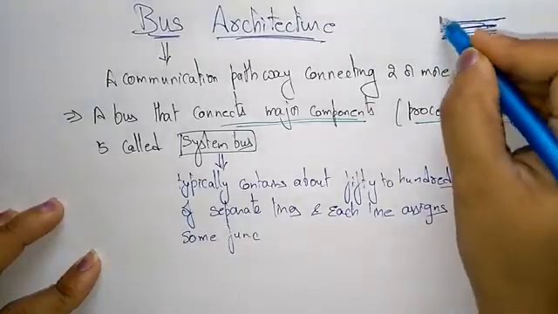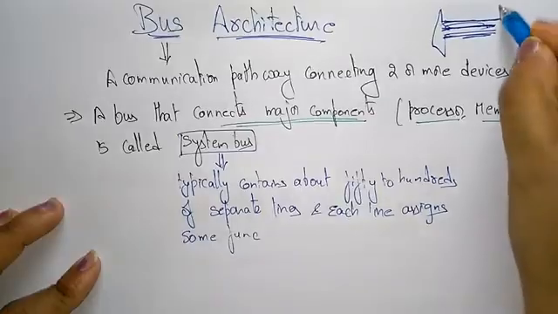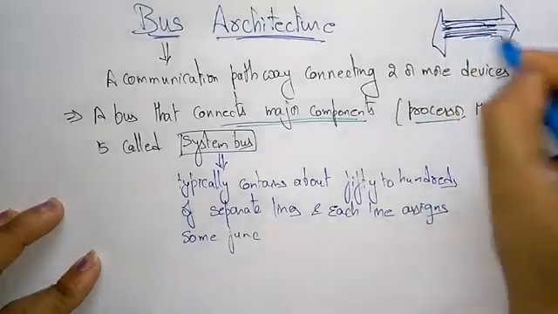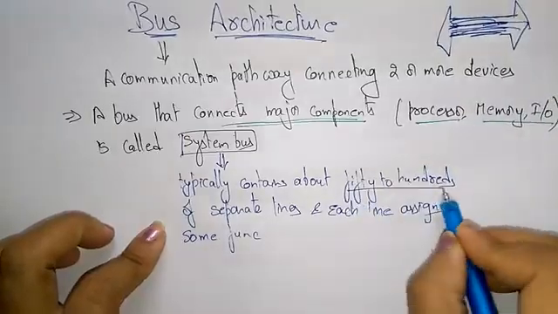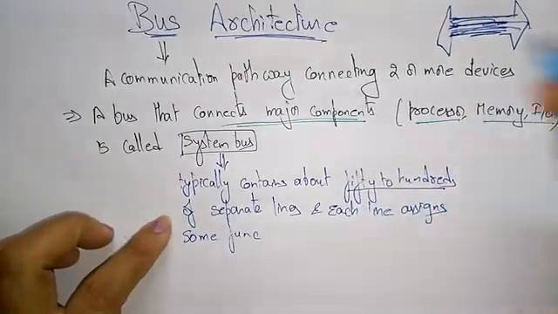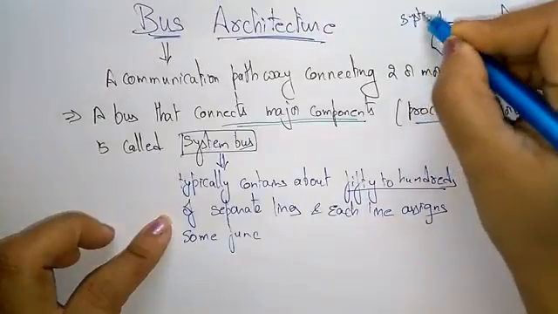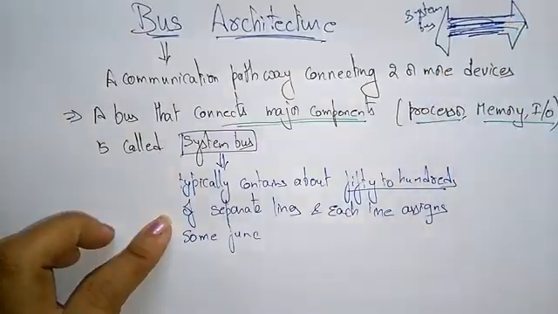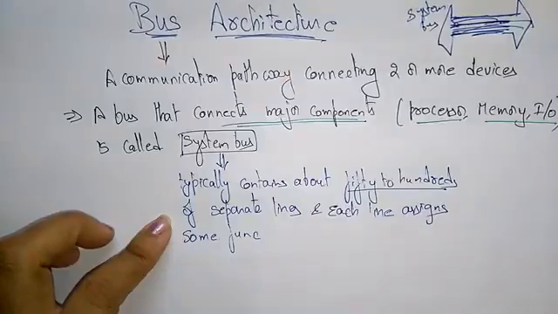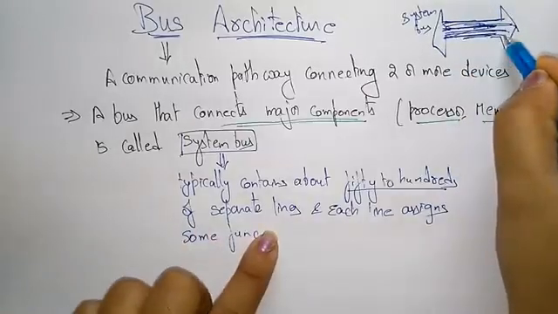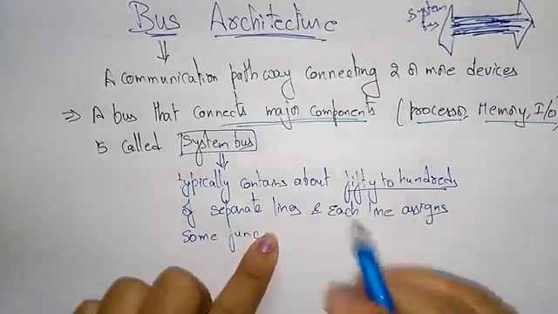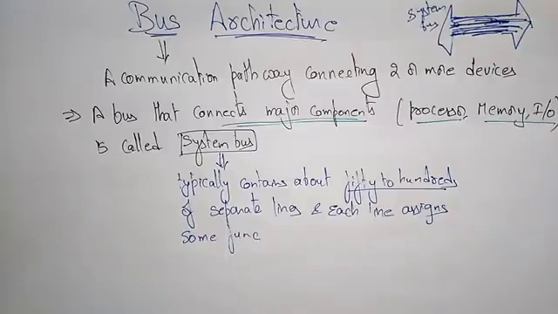This set of bus lines may be 50 to 100. Nearly 50 to 100 are present in a system bus. So each line is assigned some function, which means it has some meaning. So that is a system bus.